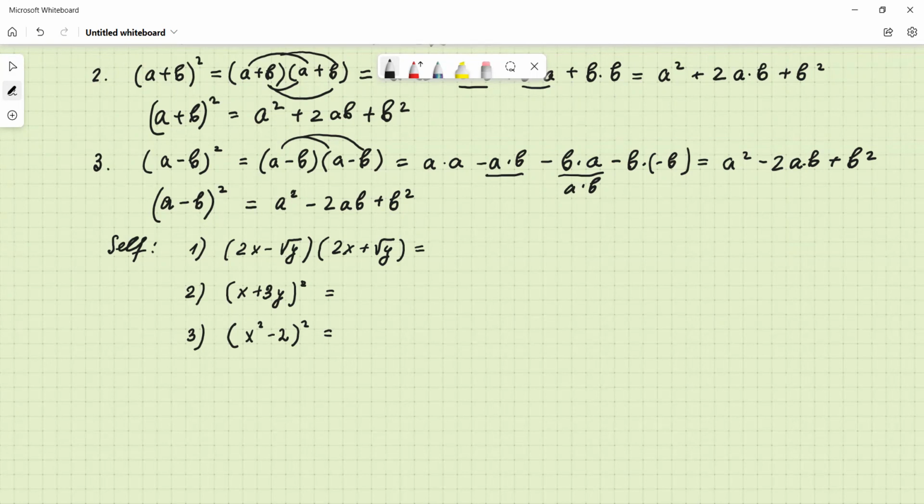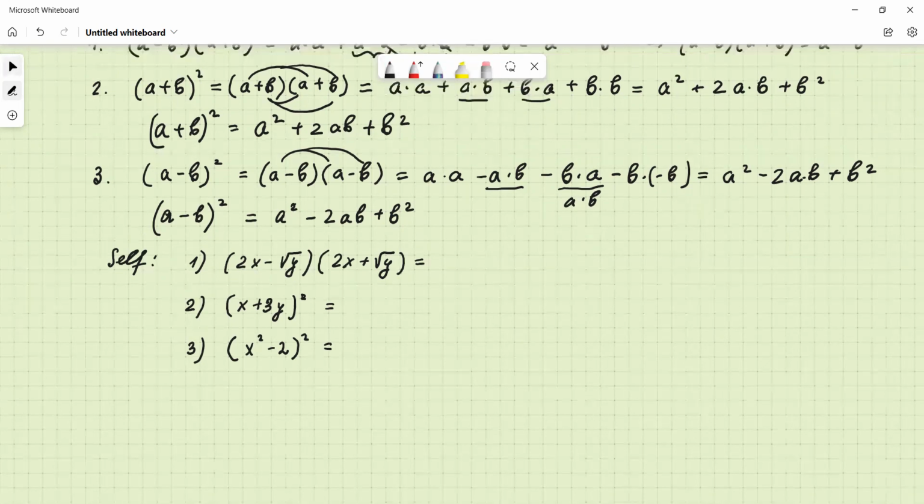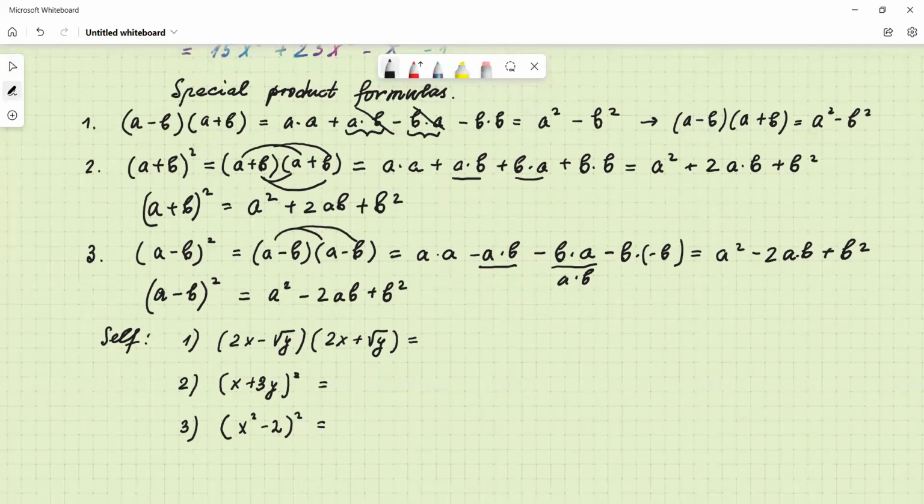I'm going to make a short pause and then I'm going to count 1, 2, 3 and start solving the problem. So, 1, 2, 3, and you can restart your video and watch how I do this. According to formula number 1, the a is equal to 2x and b equals square root of y. So I'm just going to take 2x and, according to the formula, square it and then put minus, according to the formula, and square root of y, and also square it.